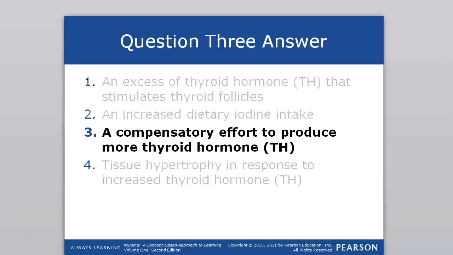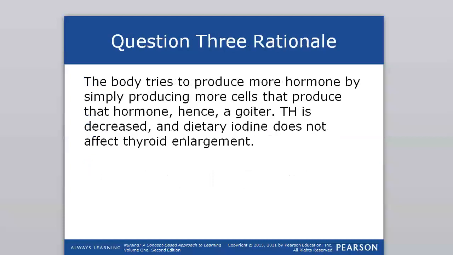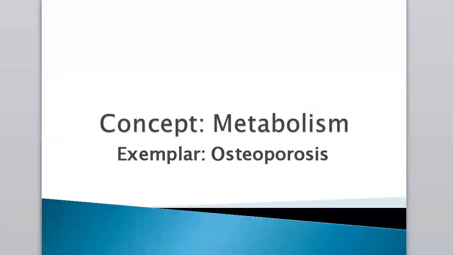And here is the rationale. The body tries to produce more hormone by simply producing more cells that produce that hormone, hence a goiter. TH is decreased and dietary iodine does not affect thyroid enlargement. All right, so that pretty much concludes our practice questions for hypo and hyperthyroidism. All right, let's move on to our next exemplar of the concept of metabolism, which is osteoporosis.